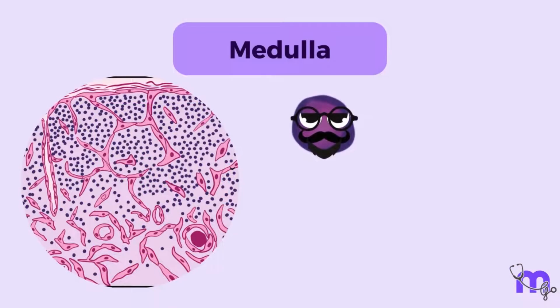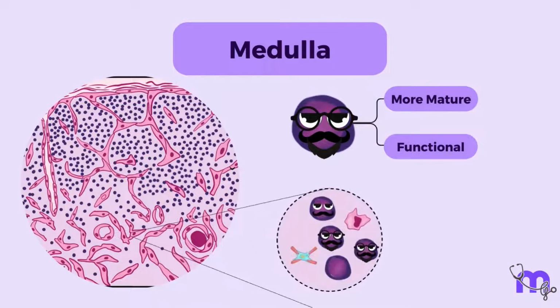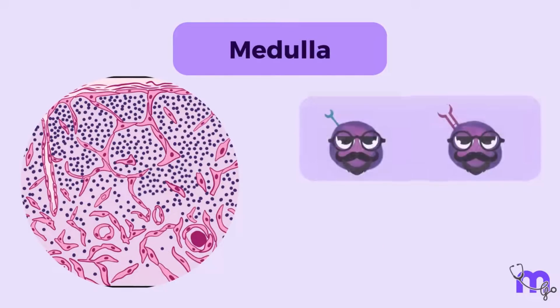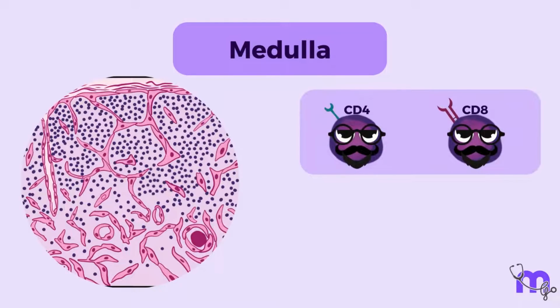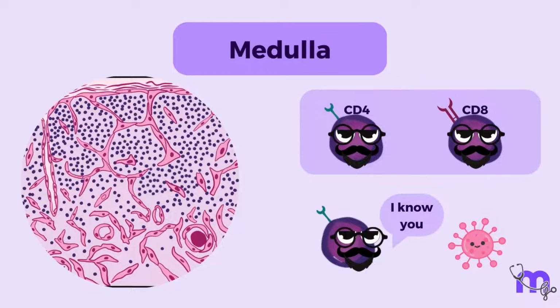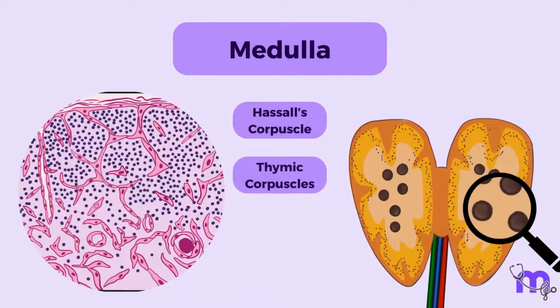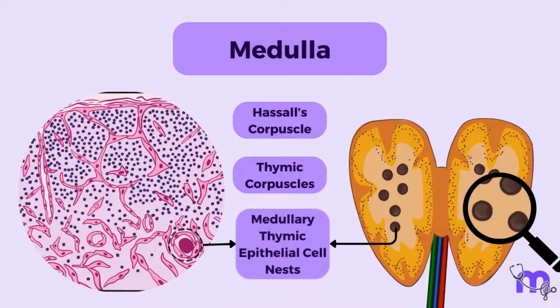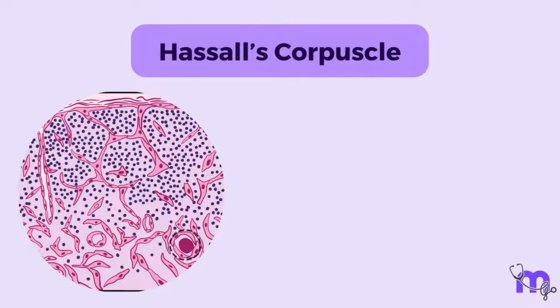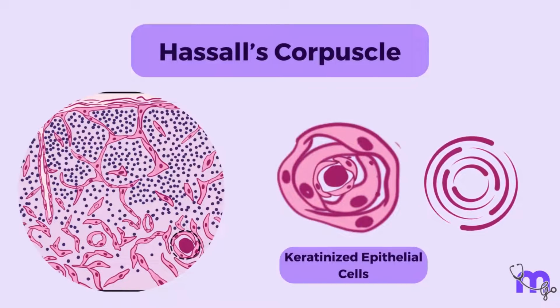T cells that have successfully undergone positive and negative selection in the cortex continue to mature. These T cells, now more mature and functional, make up a significant portion of the medulla. They display a diverse T cell receptor repertoire and are capable of recognizing foreign antigens. Within the medulla, Hassall's corpuscles, also known as thymic corpuscles, or medullary thymic epithelial cell nests, can be observed. These structures appear as concentrically arranged walls of keratinized epithelial cells.